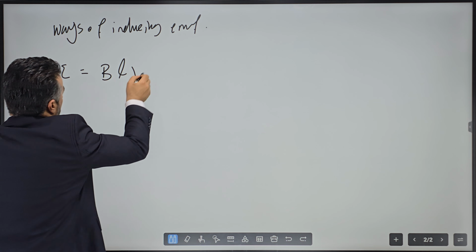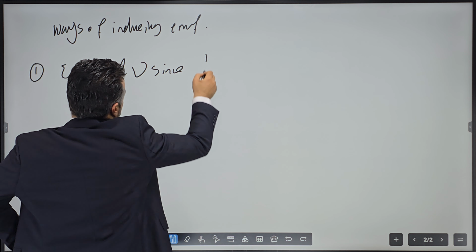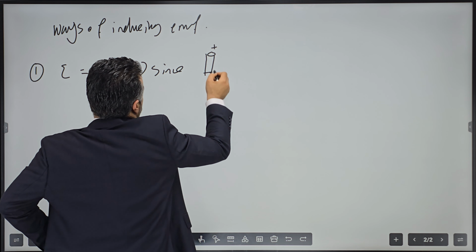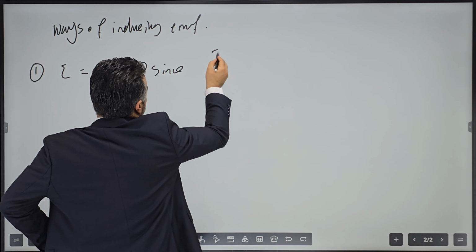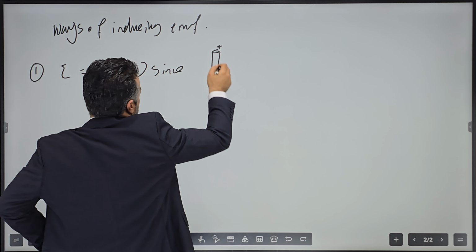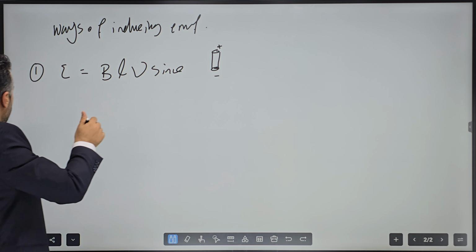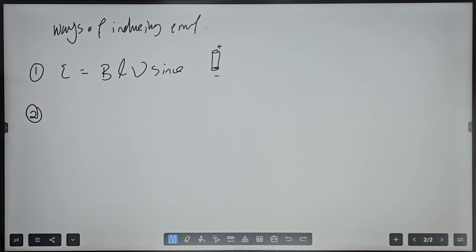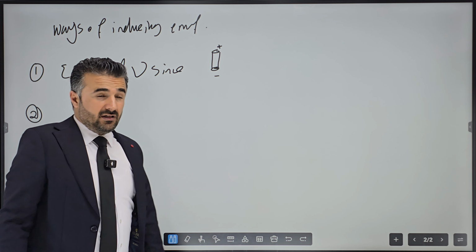Equal to BLV sine theta, positive or negative, right? That is when we move a wire inside a magnetic field. That's what it is. And then after that, we were using Faraday's law of electromagnetic induction.